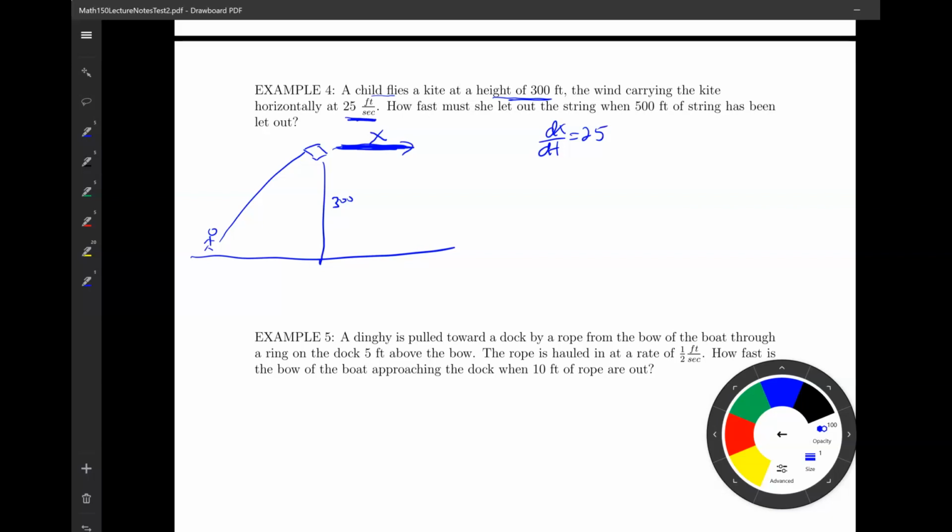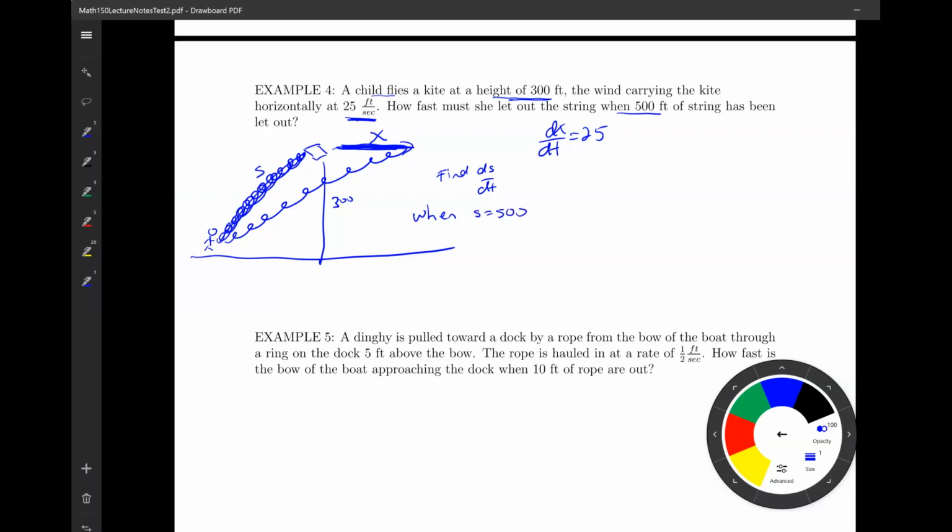All right, so how fast must she let the string out? Or how fast is this getting let out when 500 feet of string has been let out? So how fast does this need to grow, right? Because it will grow as the kite moves on. So let's label that S. So let's find ds dt, and they give me the information when 500 feet of string has been let out. So when S is 500.